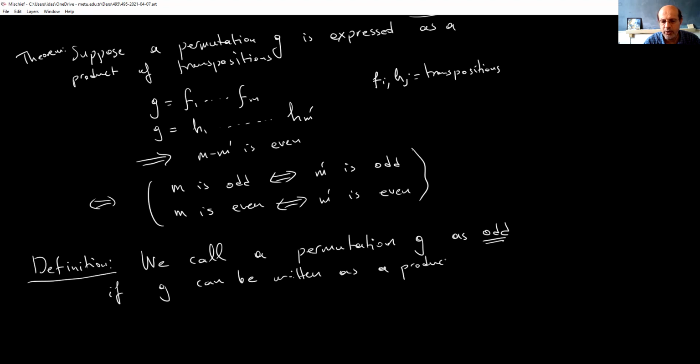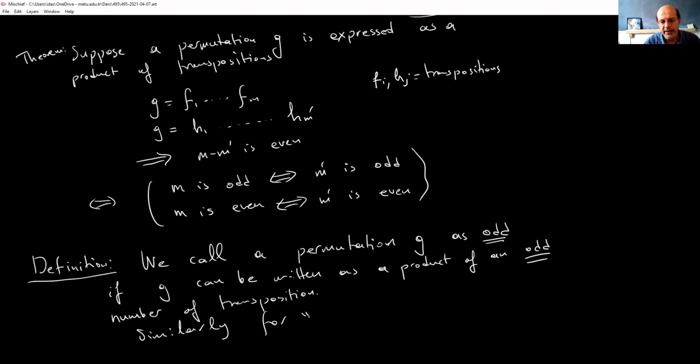Let me write it completely, so as a product of an odd number of transpositions. And then let me not repeat the same thing and say that similarly for even, right? We say that a permutation is even if it can be expressed as a product of an even number of transpositions. Okay, so as a result, we basically classified all permutations into these two kinds, even and odd.